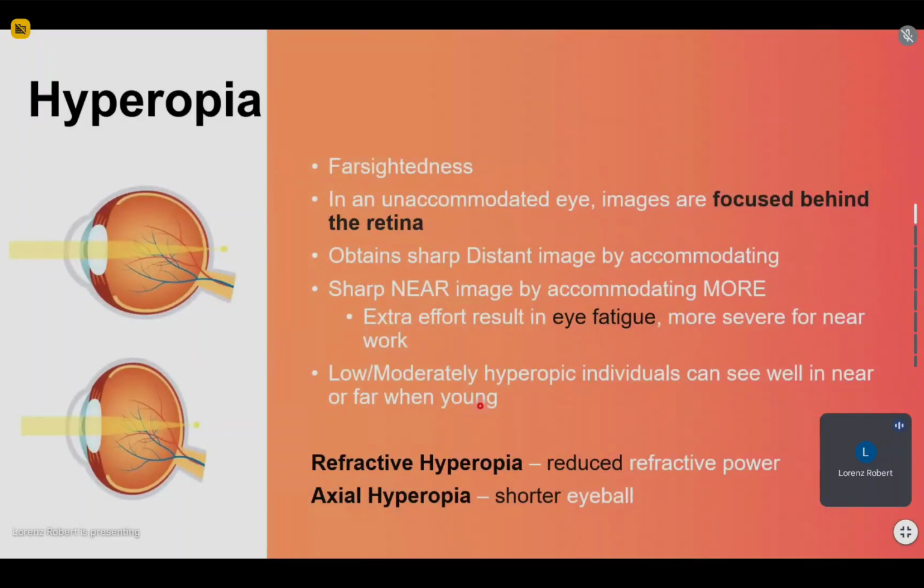In patients with low or moderate hyperopia, they can see well in near and far when they're younger, but as they get older, presbyopia sets in. This is when they notice that their near vision isn't as good. As mentioned a while ago, refractive myopia means that the refractive power of the eye is too much. So this is the opposite: the refractive power of the eye is less than normal, so the light is focused behind. Or the eyeball is short, the lens and the cornea are normal, but the length of the eyeball makes it so that the light is focused behind the retina.